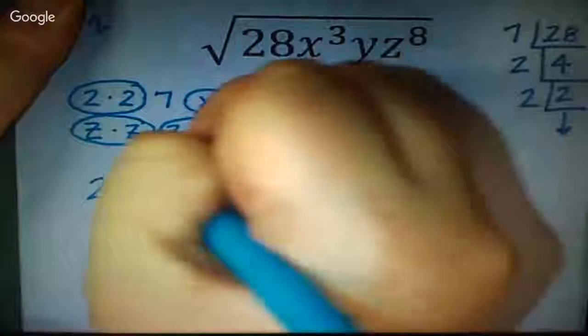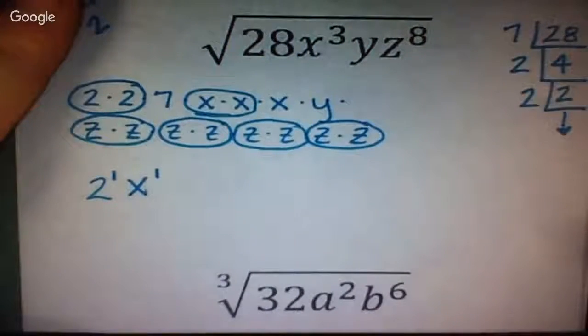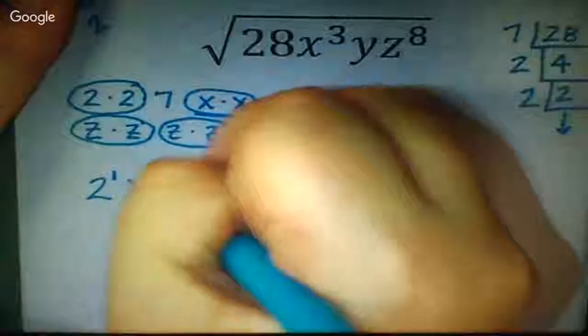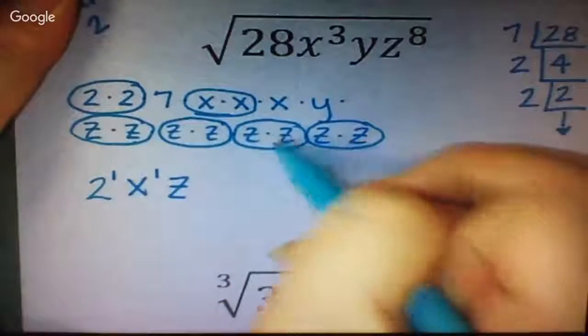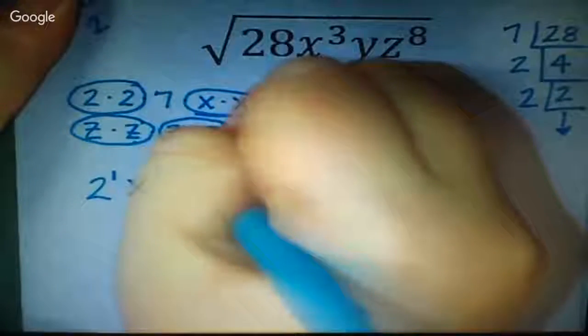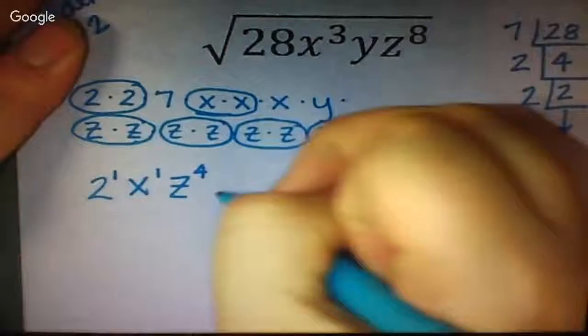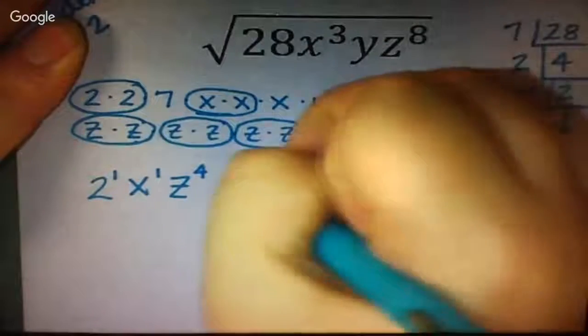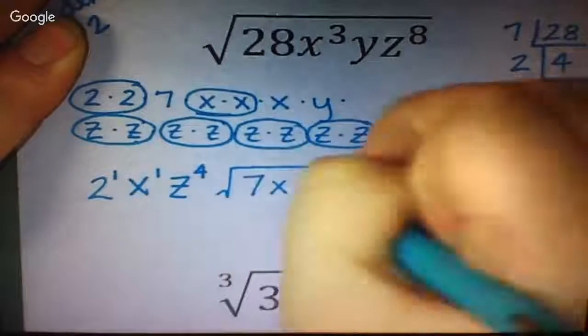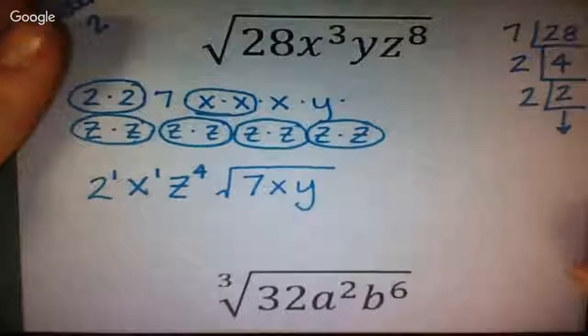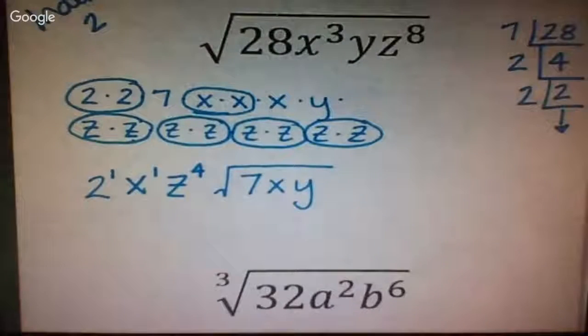I circled an x, and only 1 of them, so it has an exponent of 1. My z's, I circled 1, 2, 3, 4, so it has an exponent of 4. What about your y? Okay, hold on. We're going to get there. Everything that was not circled goes back underneath that square root. So we now draw our square root, and I put the 7 and the x and the y back underneath there. So basically, we know prime factorization.